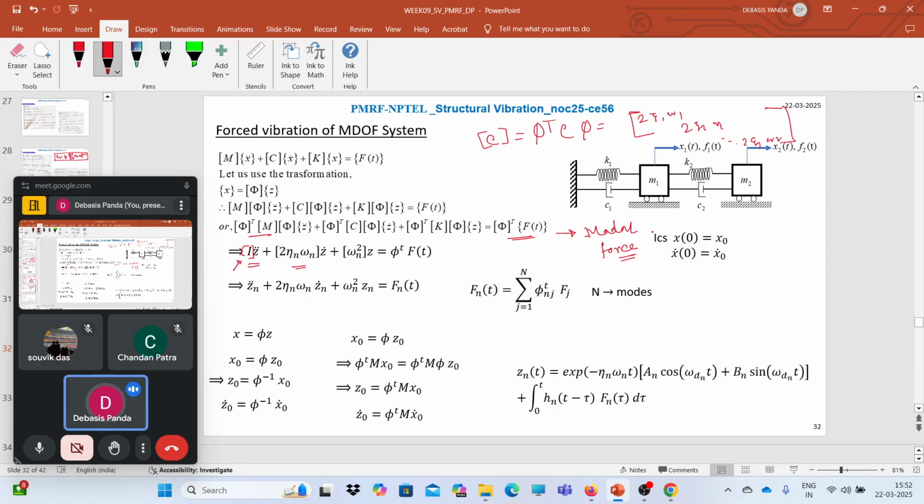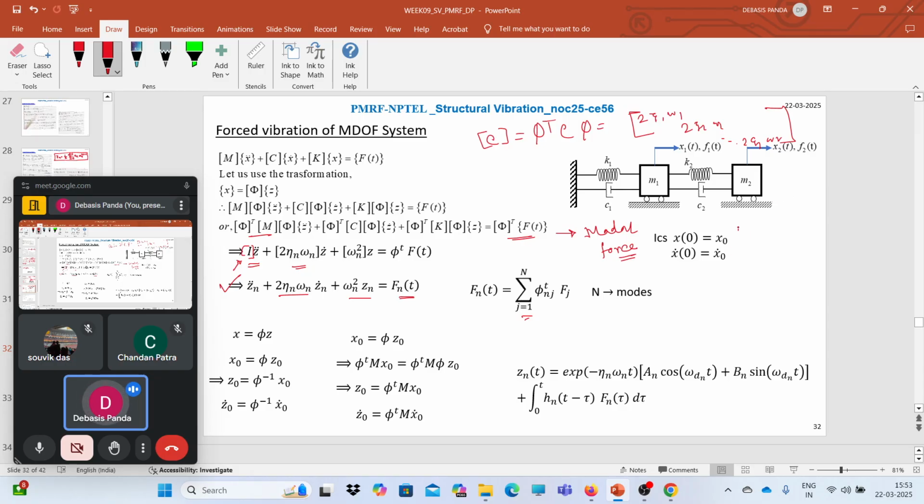Now if we separate the matrix into equations, for each mode we will have this modal representation: zn double dot plus twice zeta n omega n z dot plus omega n square z n is equal to Fn(t). Fn(t) is the modal force. We can calculate it as the sum over j equals 1 to n of phi nj f j(t). N is the number of mode shapes, and j corresponds to the degree of freedom.